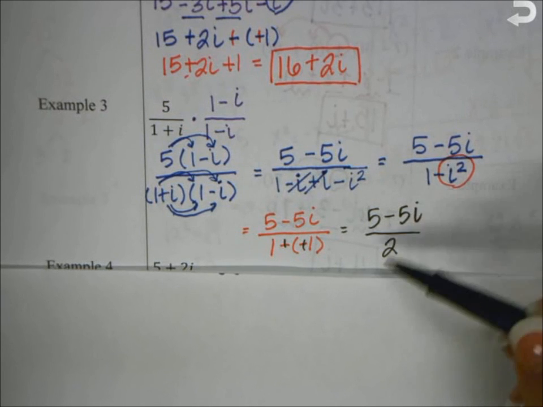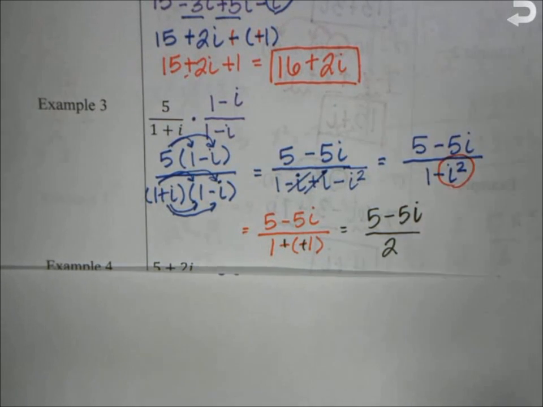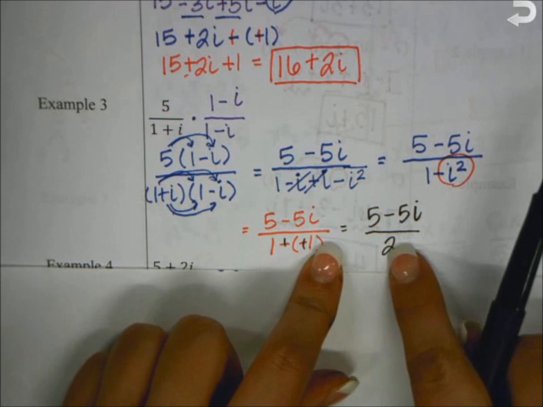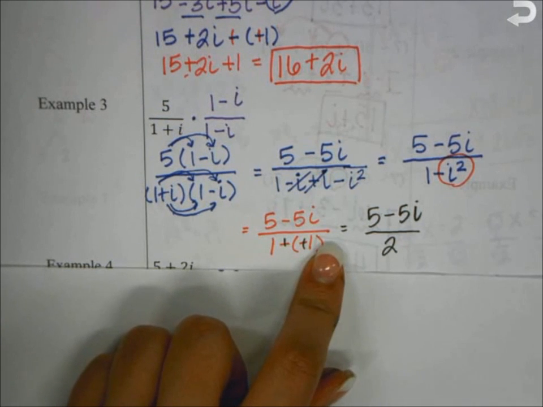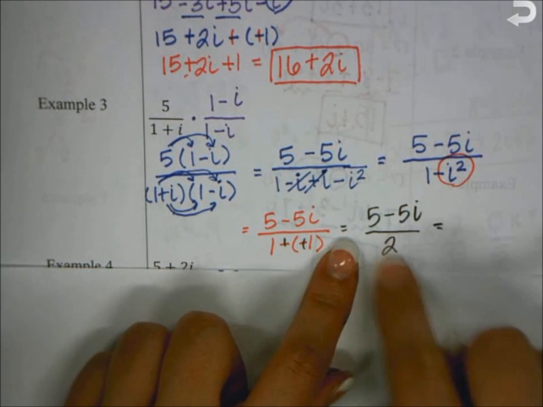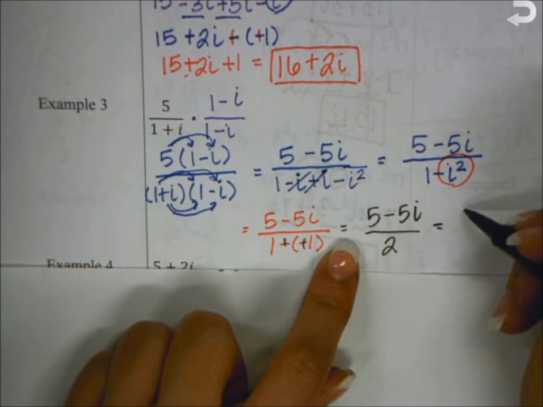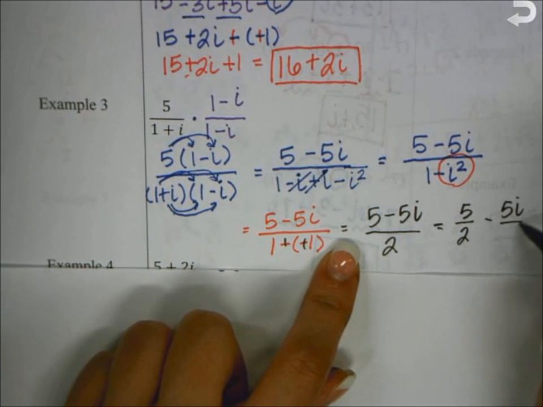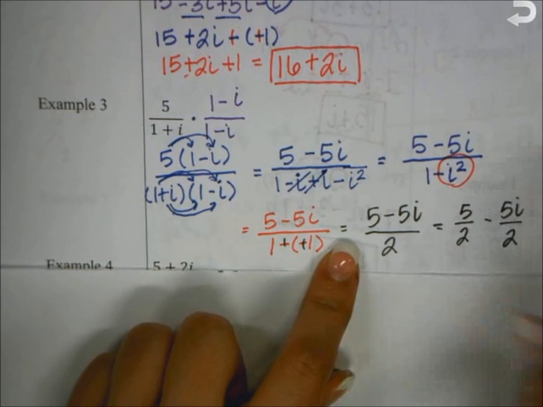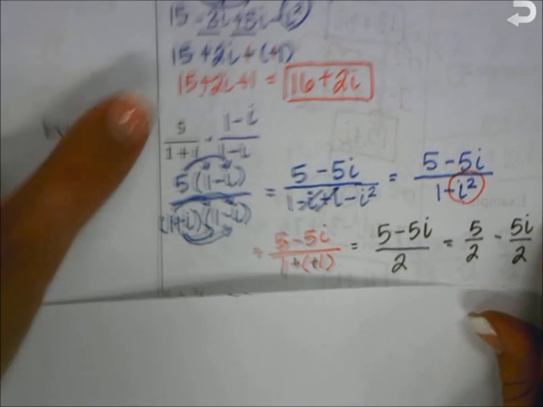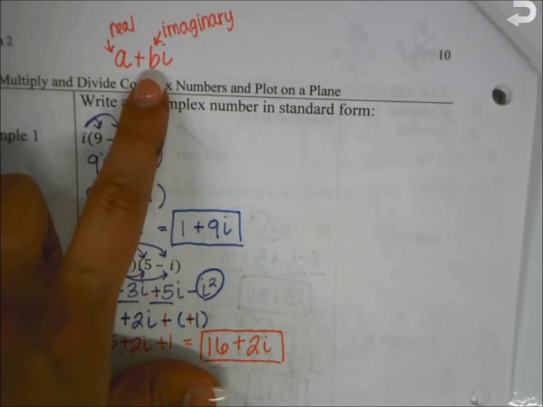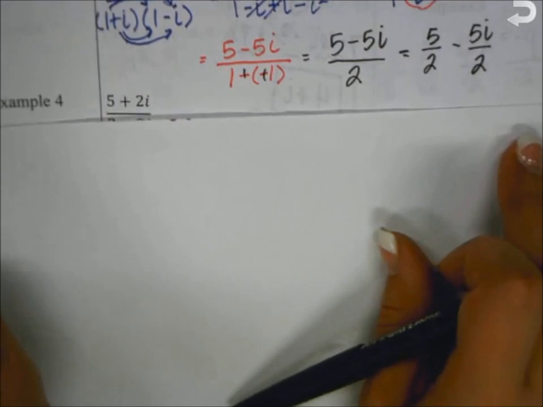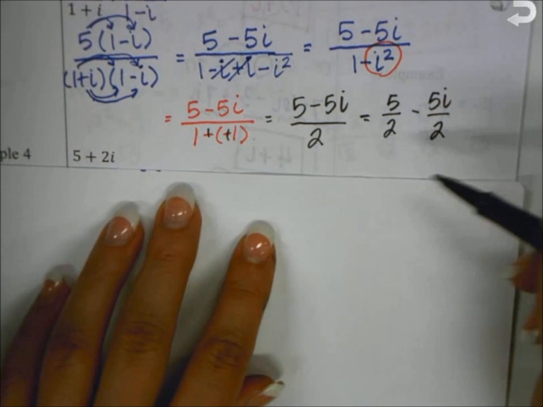So what your book does, and I just want to do it to stay consistent with the book, is split these up. So we can split this up as 5 over 2 minus 5i over 2. Because we want it to be in standard form, which means they have to be separate, right? So we need to rewrite your answer as 2 separate fractions, and that way you can reduce also if you can. So this would be your answer.